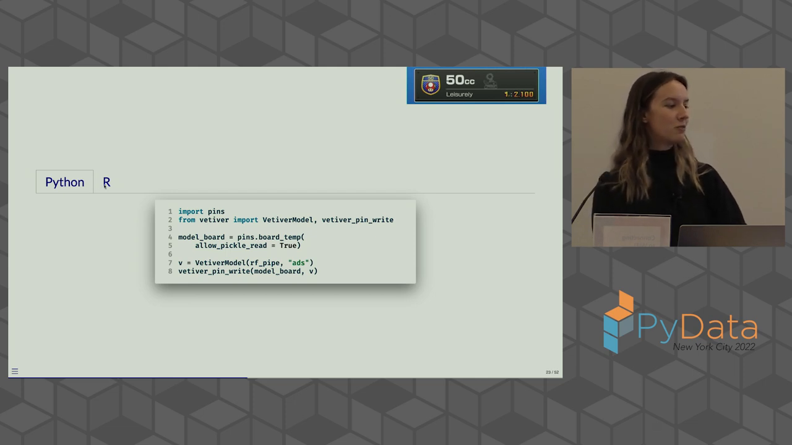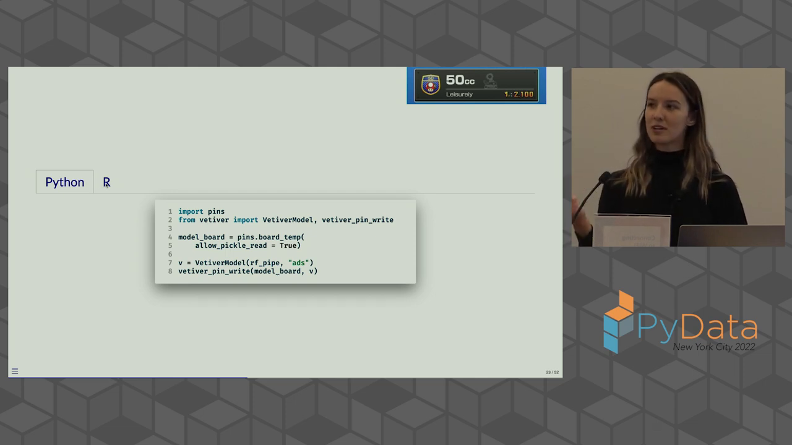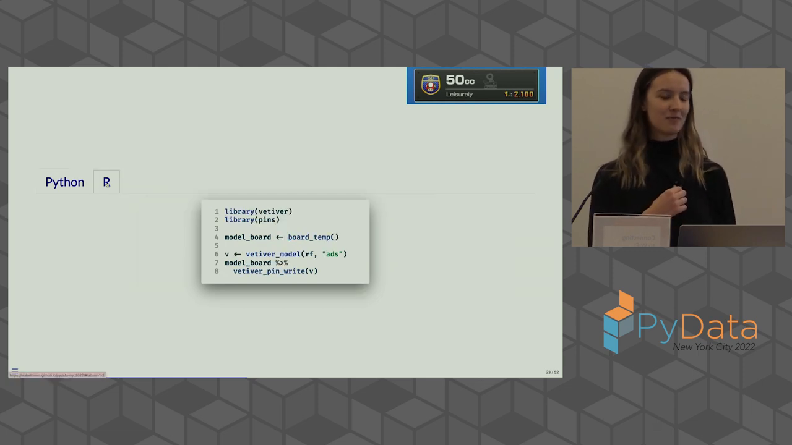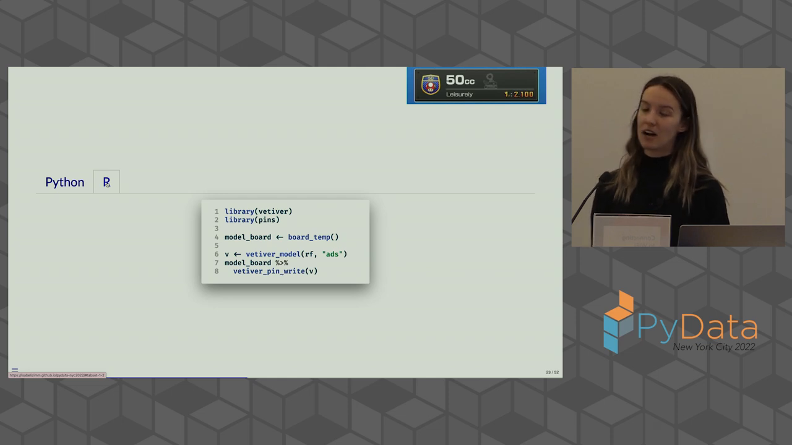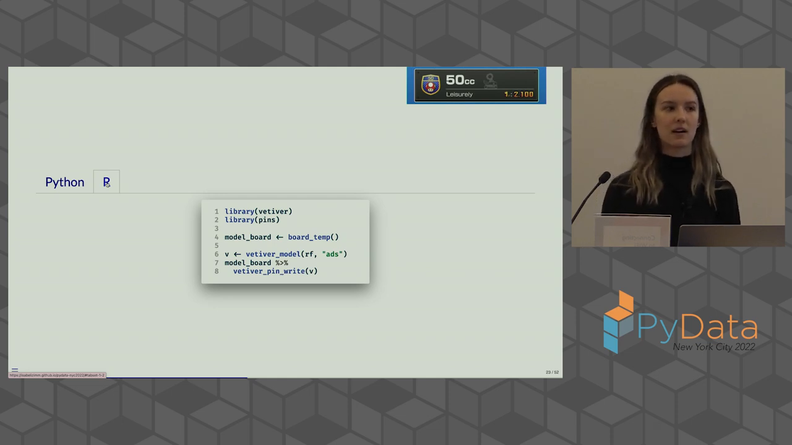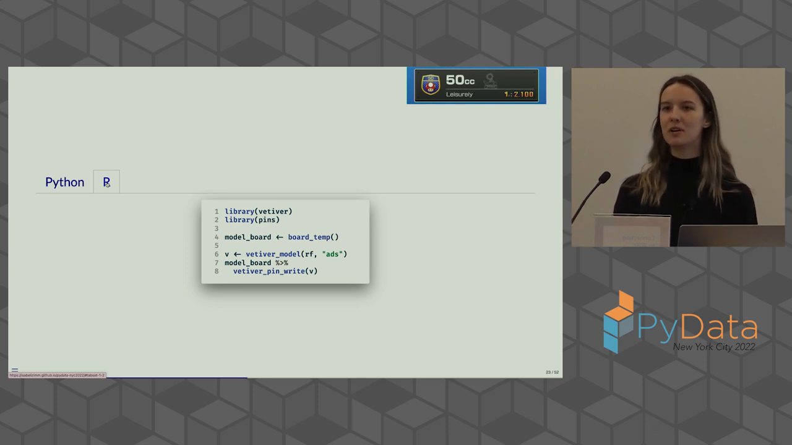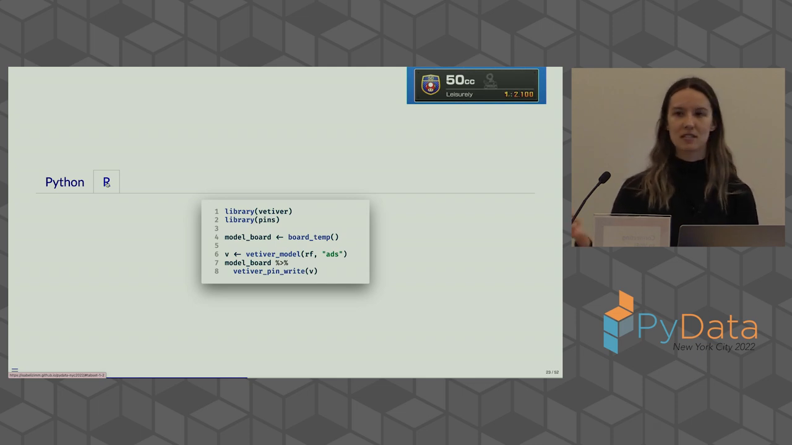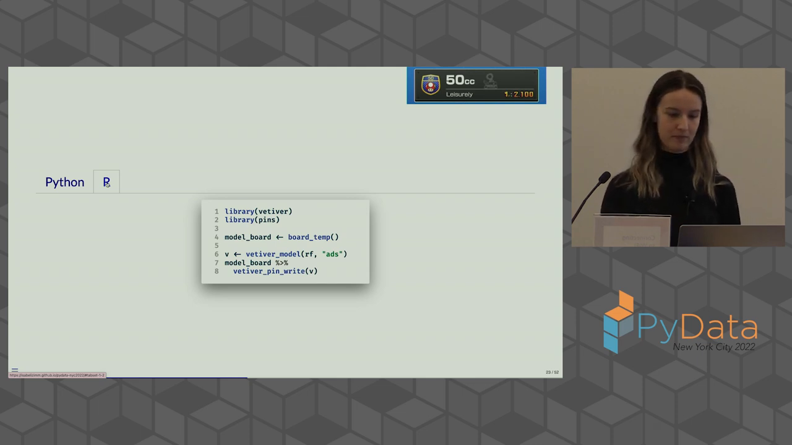So on Python, we're making our board, making our vetiver model, and writing our vetiver model to our board. This is super useful for teams that are bilingual in the R and Python sense, so there's less cognitive load when you have to context switch between languages. So that's at the basic level. We have our model versioned.